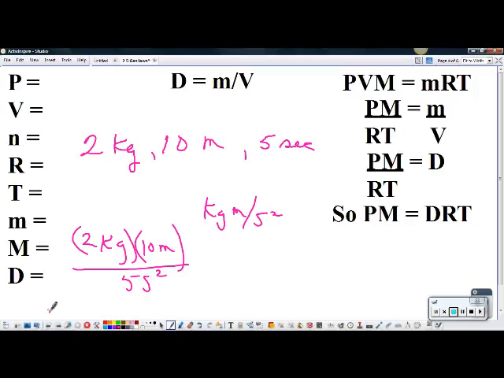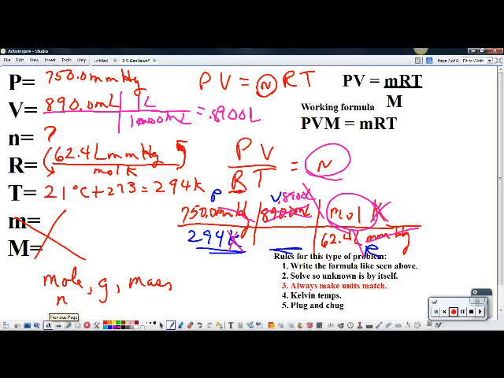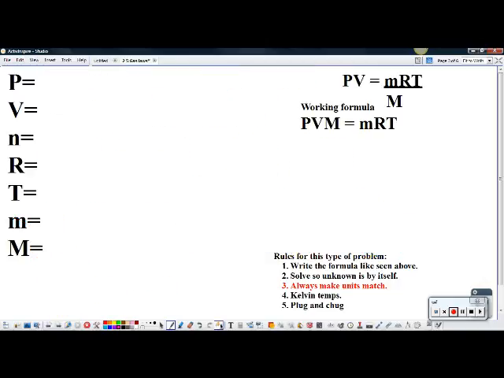Units are the most important thing. And you can work out problems that you don't have a clue how to work if you know what unit you're trying to get in the end. All right, so let's back up to here. I'm going to erase all this. And let's work another problem.